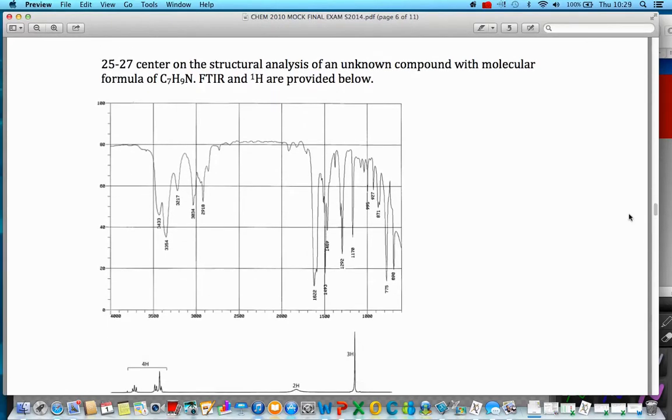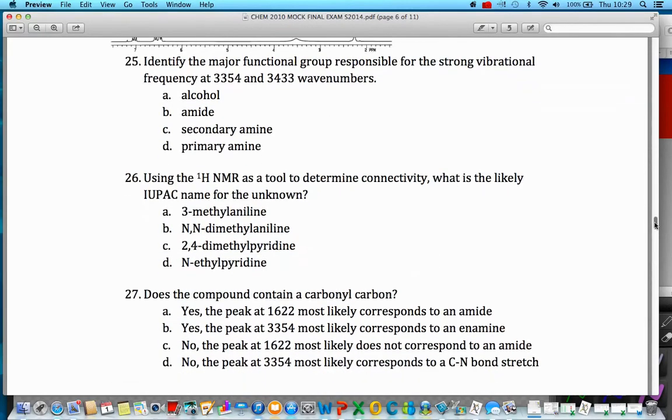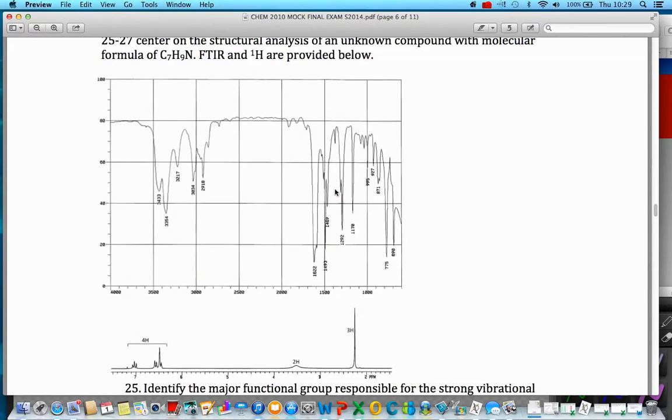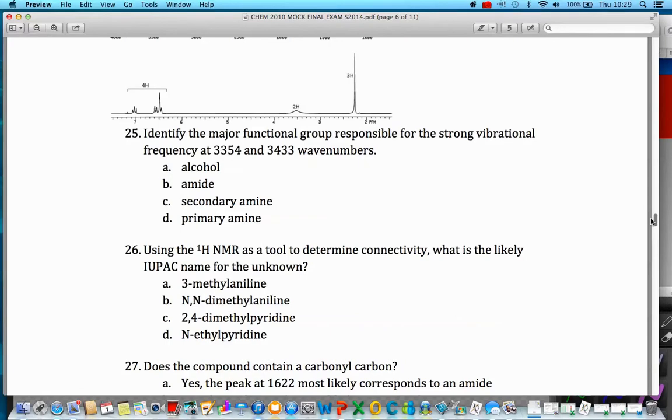So we have 25, 26, and 27 that all center around this spectroscopic data. So let's take a look at question 25. We want the functional group that's responsible for the vibrational frequencies at 3354 and 3433. I would strongly suspect a primary amine for this. And there's your symmetrical NH stretch. There's your unsymmetrical NH stretch. So the answer for 25 should be D.